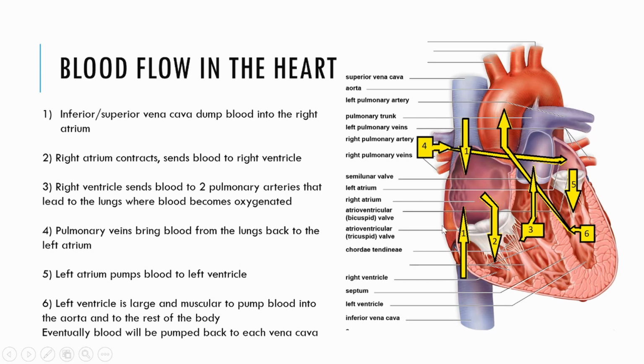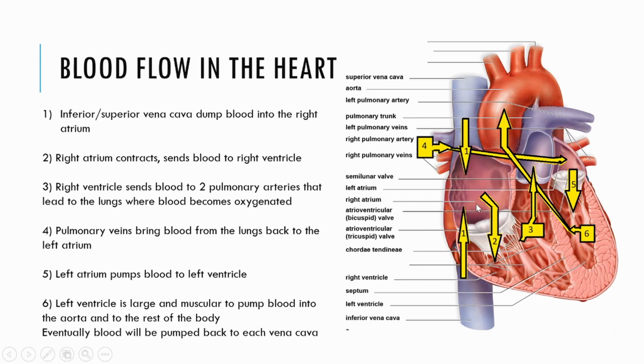Now I have this image over here, and I have various arrows with numbers. These numbers correspond with the steps I have listed over here on the left. So let's start with step 1, of which there are 2 number 1s. The inferior and the superior vena cava are both going to dump blood from the body into our right atrium. So we're returning blood from the body to the heart through the inferior and superior vena cava, and we enter into the right atrium as our first heart structure.